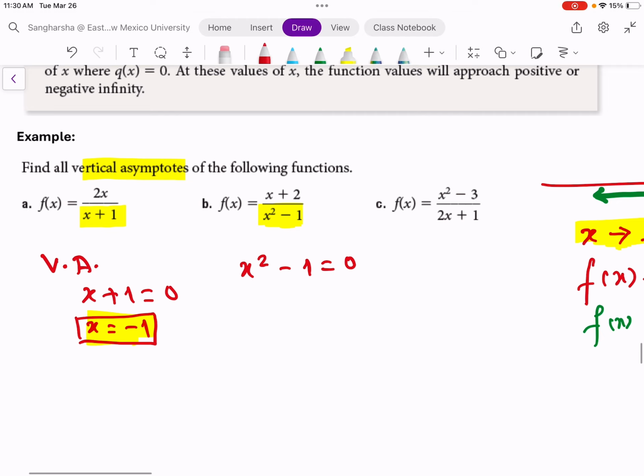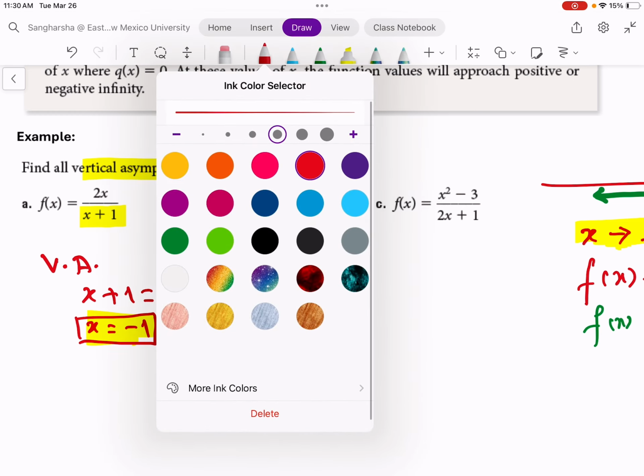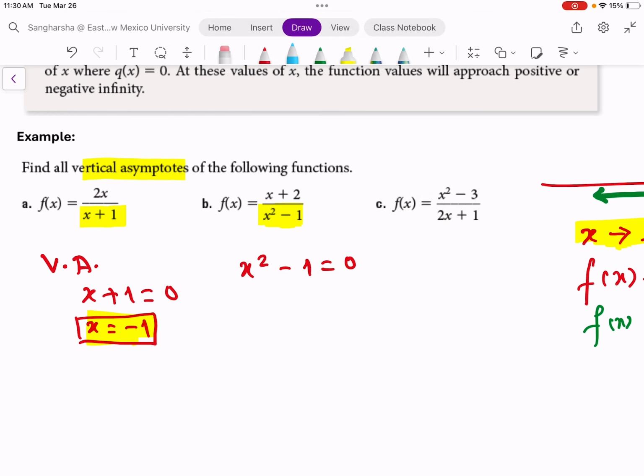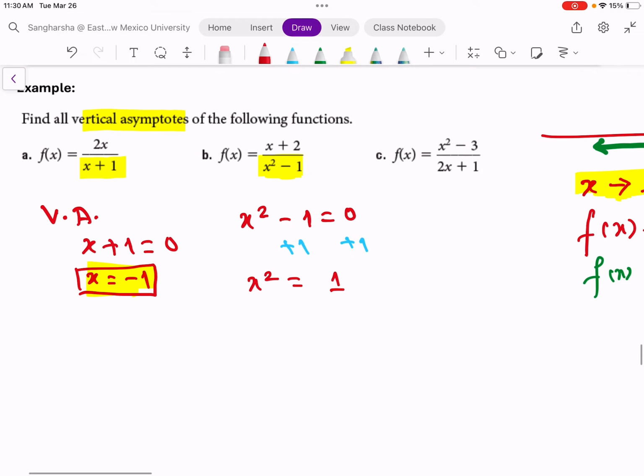Now this is a quadratic equation, right? Let's solve this. We can factorize this, or we can use the square root principle. Let's add 1 on both sides. So we have x squared equals positive 1. Now how do we get rid of the square? We take the square root on the other side. So we have x equals, and do not forget, plus or minus the square root of 1. So we get plus or minus 1.